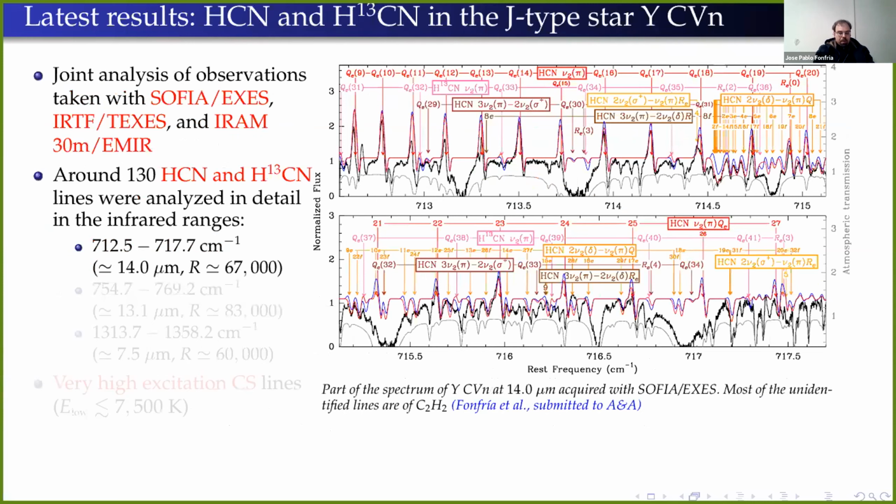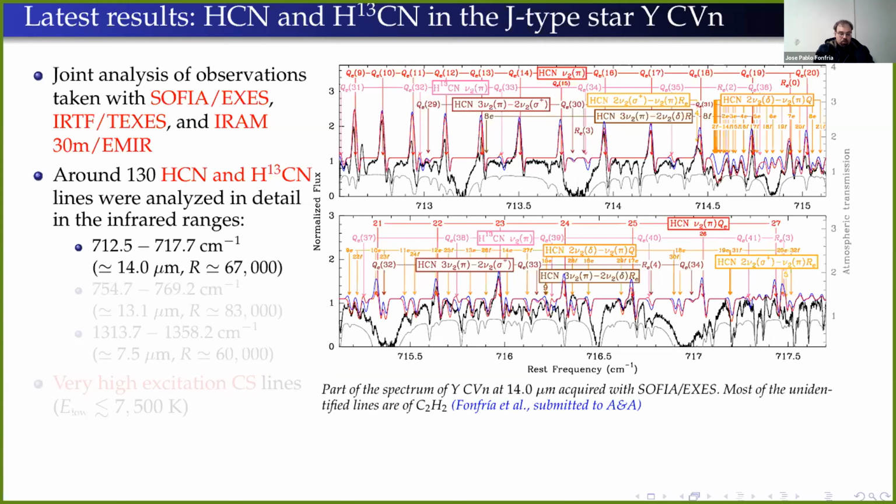Our last results based on the SOFIA and EXES data are those derived from a detailed analysis of HCN in the observations of the J-type star Y CVn. We complemented these observations with IRTF and the spectrograph TEXES data at 13.5 microns and millimeter observations that were taken with the IRAM 30-meter telescope. The HCN lines are strong and involve lower vibrational levels with energies up to 4,000 Kelvin.